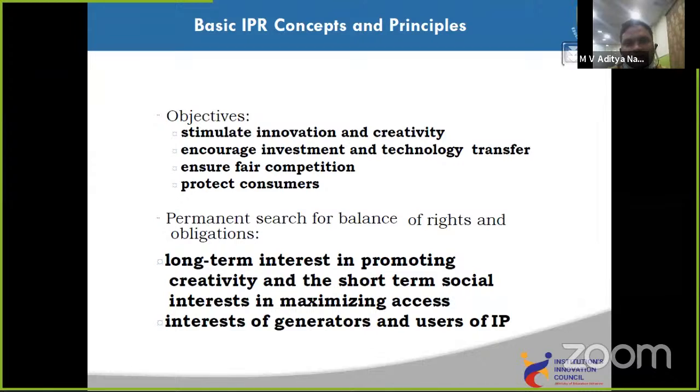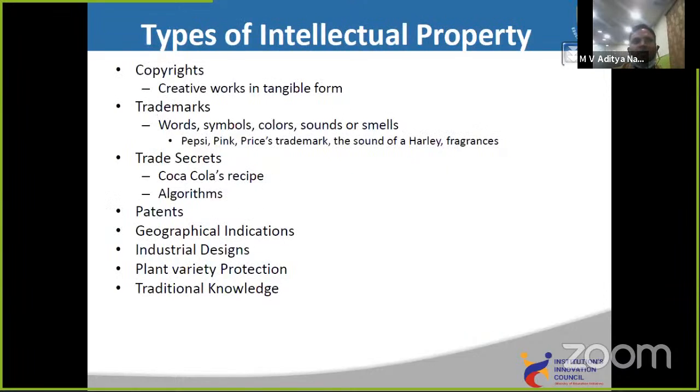The main objective of introducing intellectual property concepts is to stimulate innovation and creativity, encourage investments leading to tech transfers, ensure fair competition, and protect the interest of the consumer. There should be a long-term interest in promoting creativity and a short-term social interest in maximizing access, balancing the interests of the generators and the IP users. In short, it is a win-win scenario. Whenever you create a product, you try to monetize it and see that it is beneficial to other people. So you will be dealing with different types of intellectual property rights.